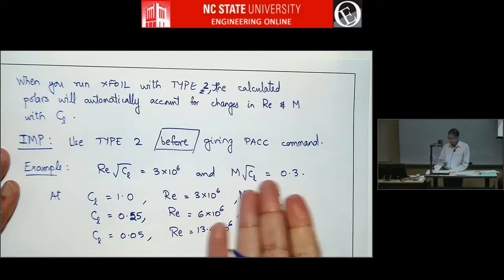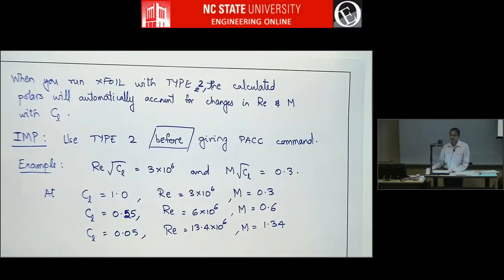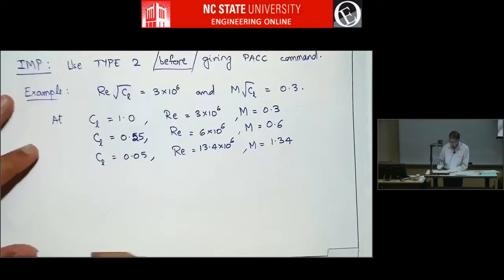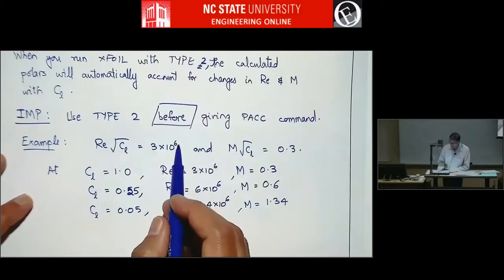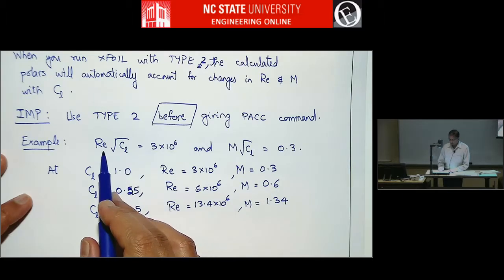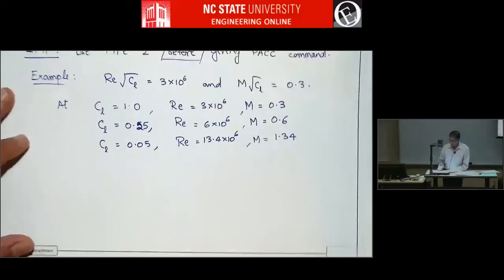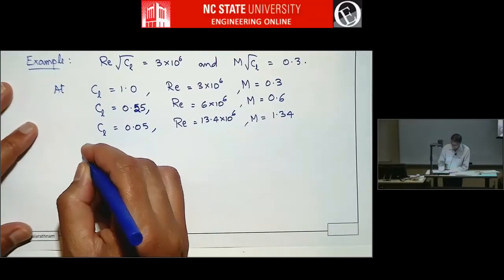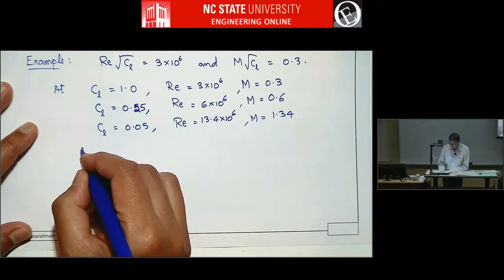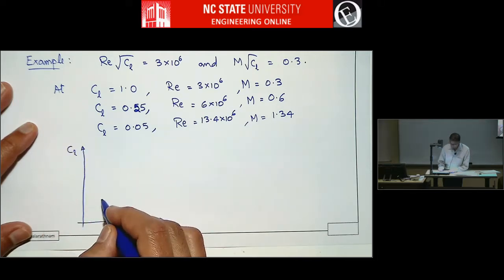This is typical of some kind of a general aviation airplane. What's going on? We are making it go supersonic. Mach of 1.34. So that means if we make X-foil do an analysis at this Reynolds number of RE times square root of CL of 3 million and M times square root of CL of 0.3, the polar plot, which will look like this, right? This is drag polar, CD versus CL. And that'll be something like this.